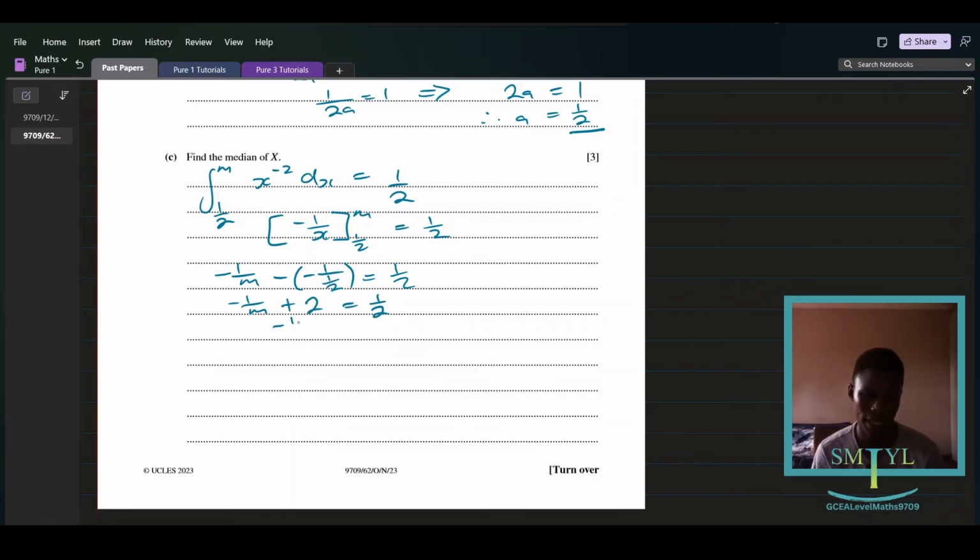So this becomes negative 1 over m is equal to half minus 2, which is minus 3 over 2, and so let's cross multiply. This becomes negative 2 is equal to negative 3m, and so it means that m is equal to 2 over 3, and this would be our final answer.